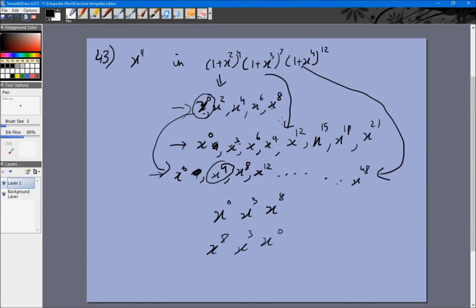Now in this way you'll have to look at all of the combinations. So these are two combinations. There are two other combinations which you'll be able to find out. x to the power 2, x to the power 9 and x to the power 0. And also x to the power 4, x to the power 3, x to the power 4.